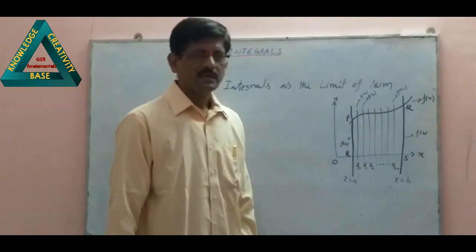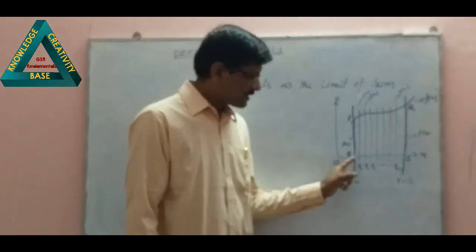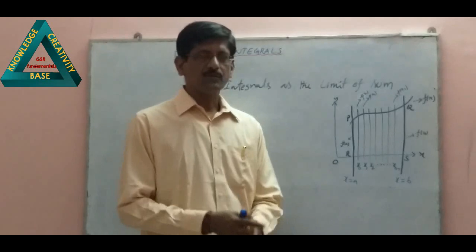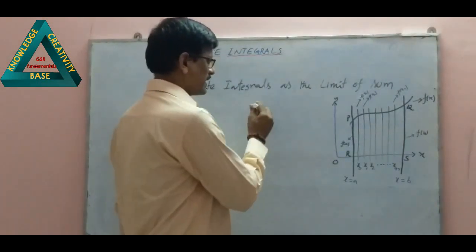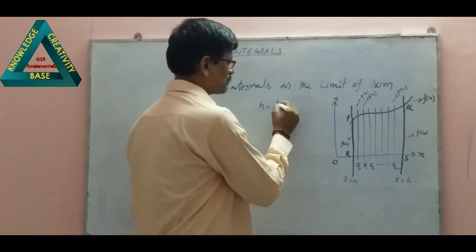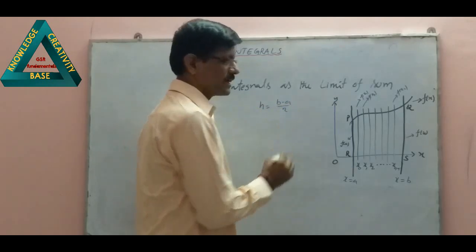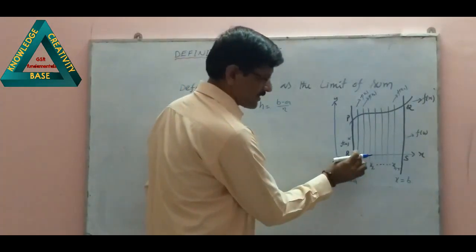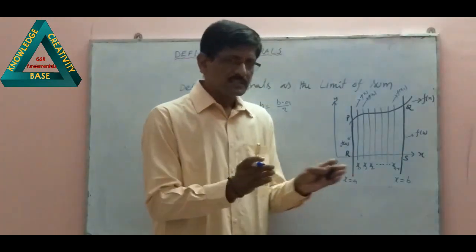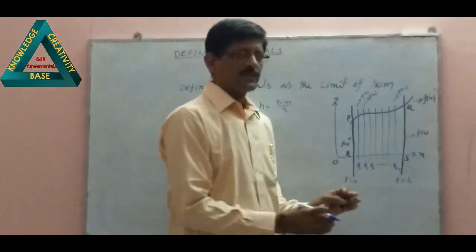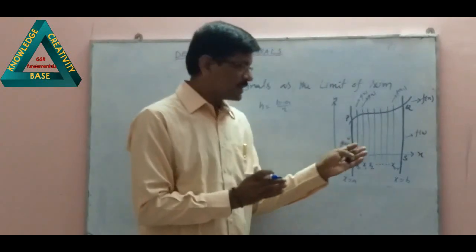So the interval a to b is divided into n equal subintervals. That means each interval length is h is equal to b minus a by n. So this range can be divided into n equal subintervals.